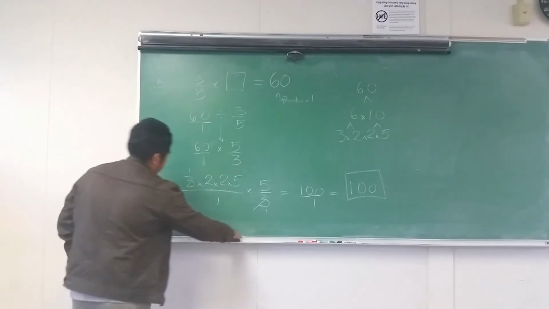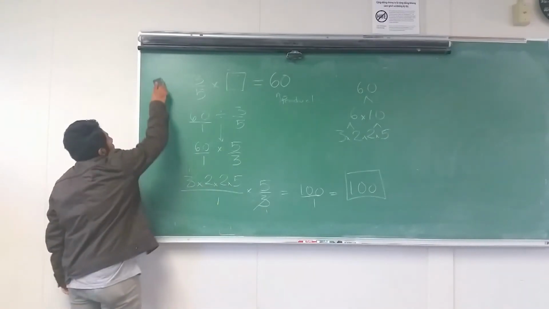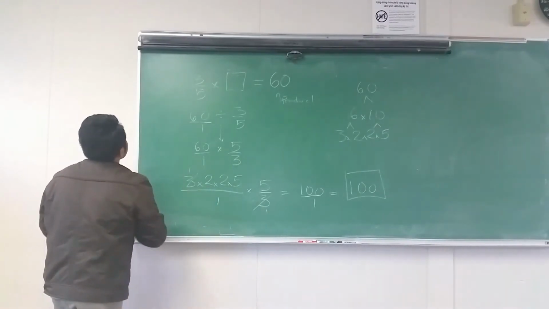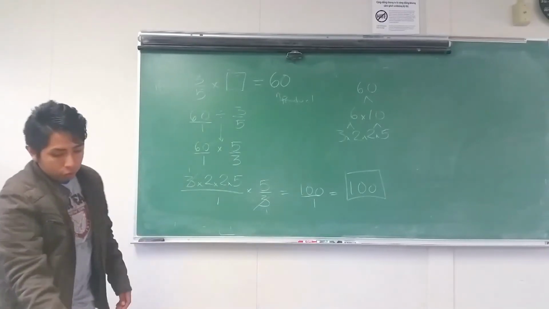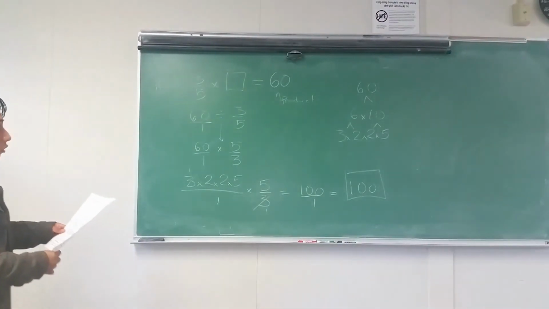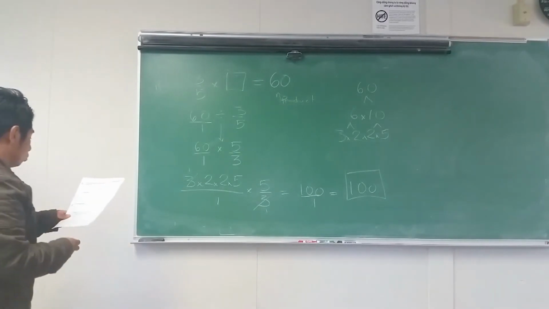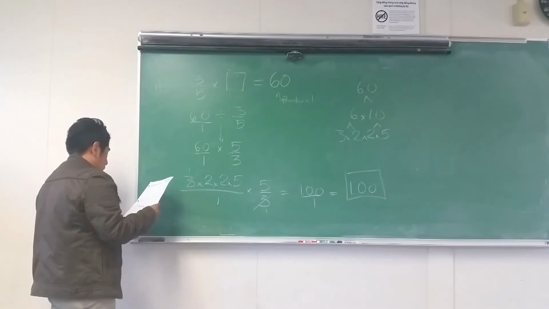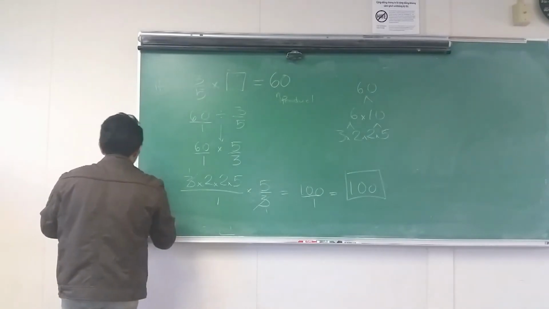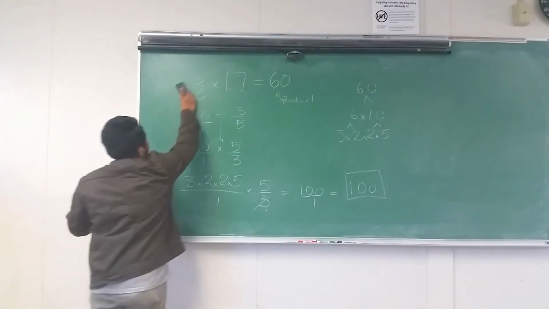Let's go for the next problem, which is problem 14. In problem 14, we have 7 and 2/9 times the box equals 4 and 1/3. Let's do that.